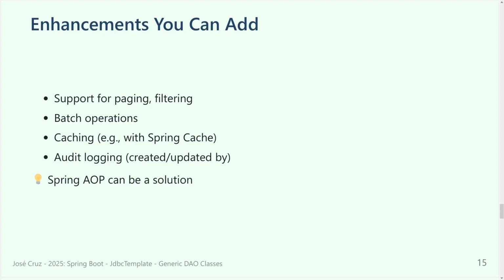So some enhancements that you can add if you want to think about it. Support for paging and filtering, better filtering, paging, batch operations. Okay, it can be tricky, but it's possible if you look into the inserts. Now you have more than one row. Maybe rather than an entity, you have a list of entities, but it should be similar in some aspects. Caching: you can always use Spring Cache for some performance. Audit logging: for that I would say Spring aspect-oriented programming can be a solution. It will not be soon, maybe it will take a few weeks, but I will address aspect-oriented programming in time.